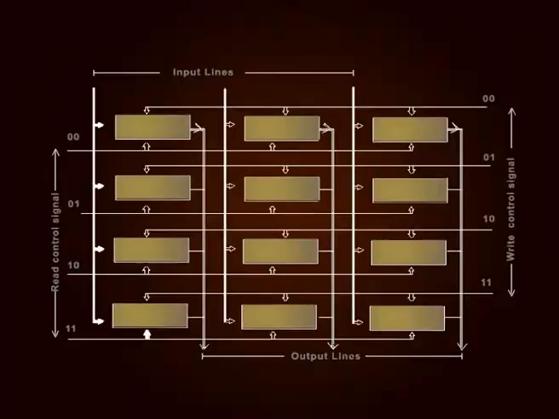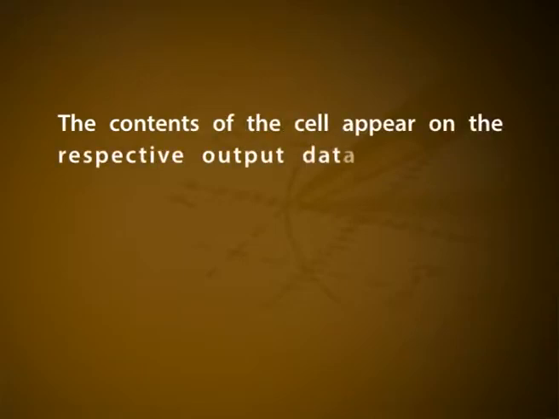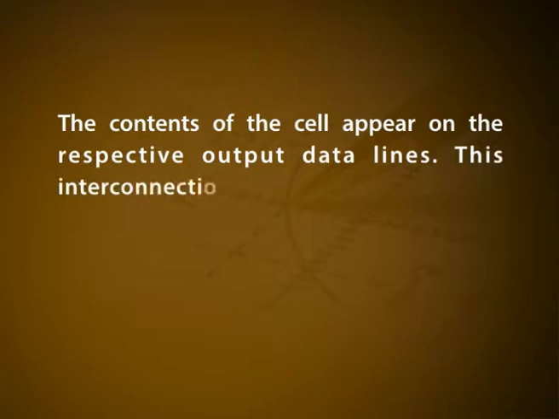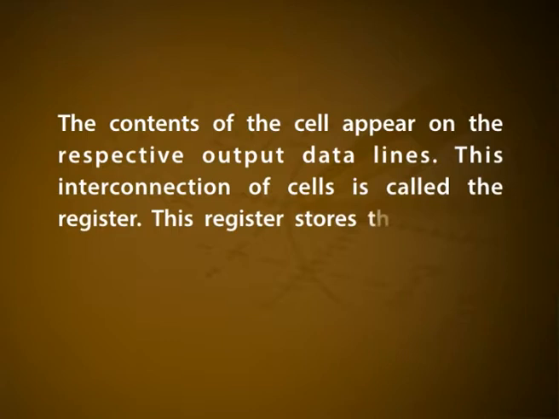The previous contents in the cells are automatically erased when the information is written. In order to read the contents of the cell, a read signal is applied to the common read line. The contents of the cell appear on the respective output data lines. This interconnection of cells is called the register. This register stores 3 bits.